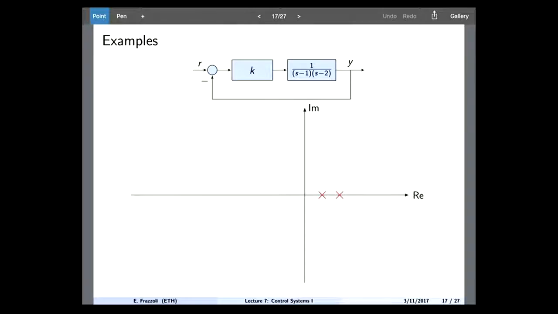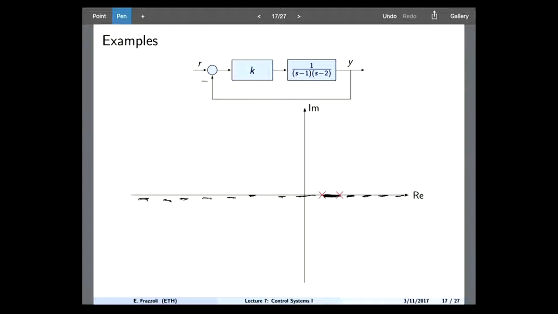Okay, so now what I have is a system with these two poles. Again, for k equal to 0, I know that my two closed loop poles will be exactly at the same points as my open loop poles. What can I say about the real axis? Well, what I know is that this part will be on the root locus for positive k. These parts will be on the root locus for negative k. Okay?